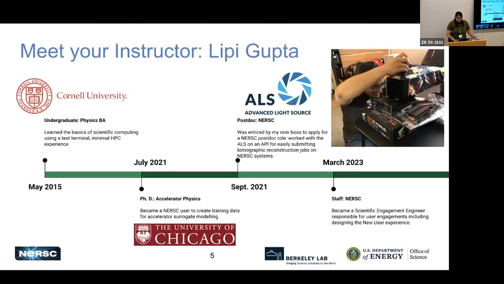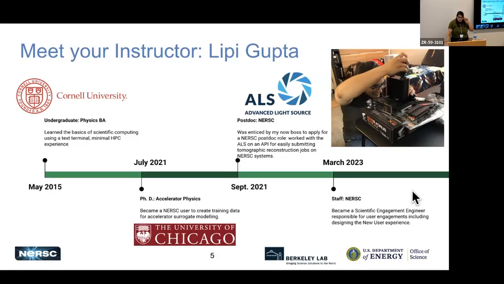Okay, all right, so I just want to introduce myself, just so you can know a little bit about who I am and why I'm up here talking to you. So my background is actually in physics. I completed my undergraduate degree in physics from Cornell University in 2015. And then I went on to do my PhD in physics as well. So I'm actually an accelerator physicist by training.